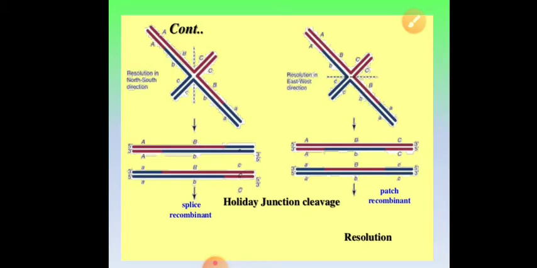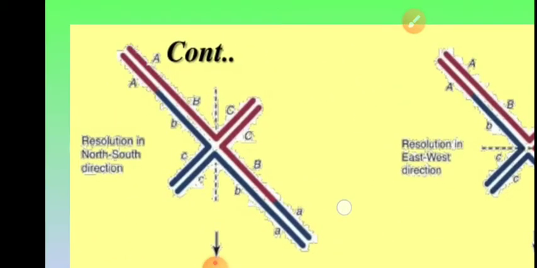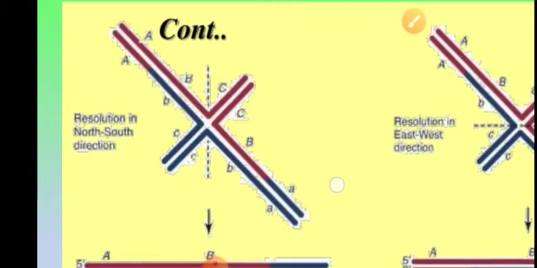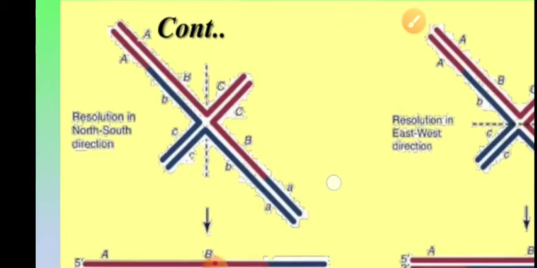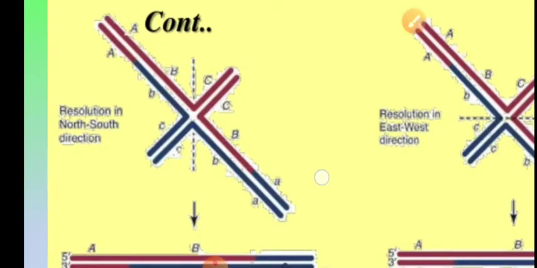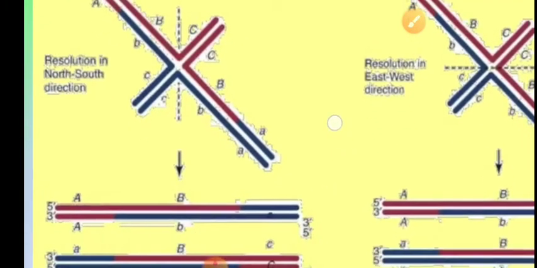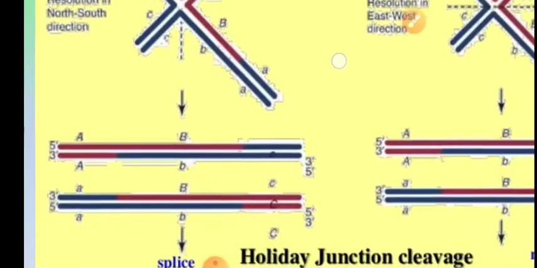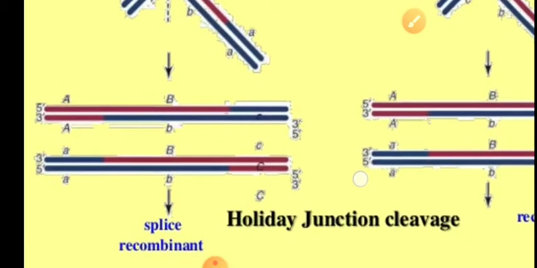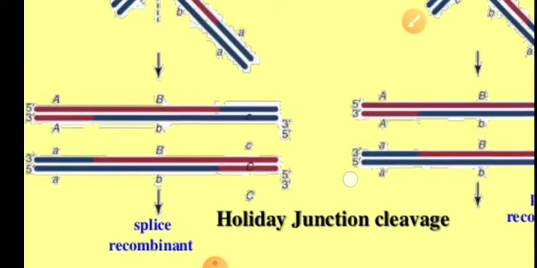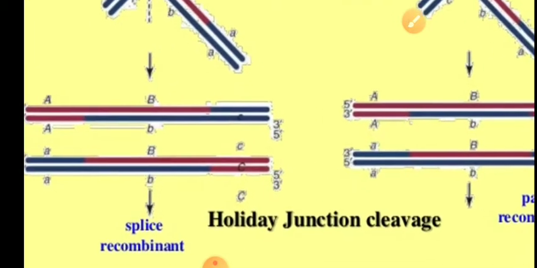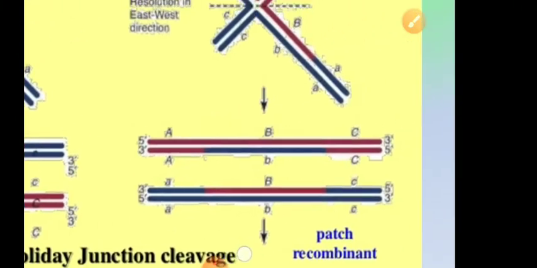So this is how we can explain the recombination of homologous DNA by the homologous method. So again you can see north-south, that means horizontal resolution. So okay, that is vertical resolution. So you can see how vertical resolution has resulted in a splice recombinant, or recombinant of flanking regions, right, where both the duplexes are now recombinant ones.